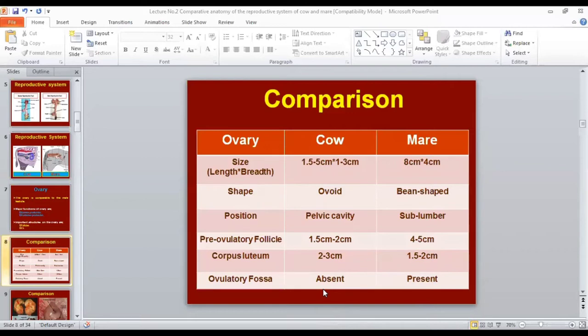So you can say that it is a very important point that the ovulation fossa is present in the mare and it is absent in the cow. And the other important anatomical features are the difference in the shape of the ovary, the difference in the size of the ovary, and the position of the ovary in cow and mare.